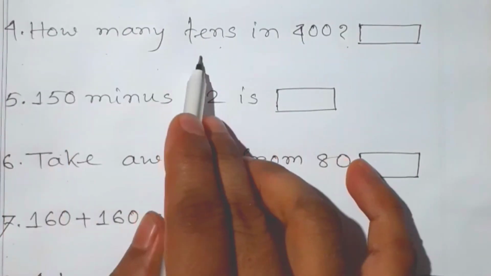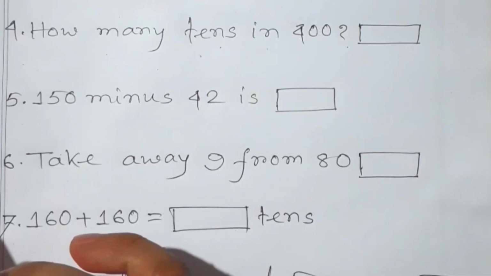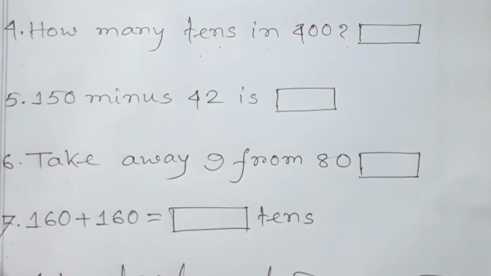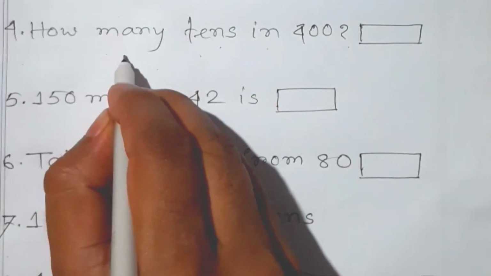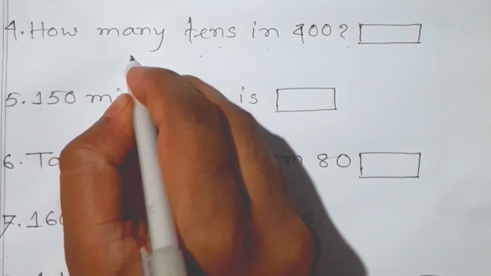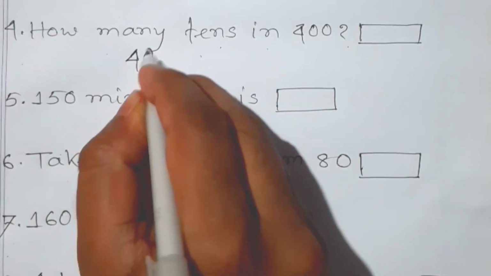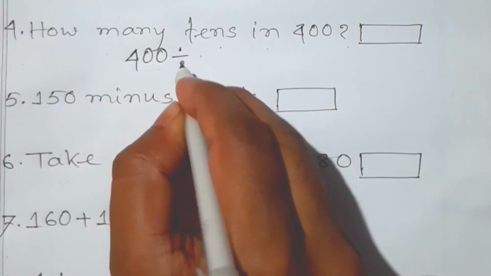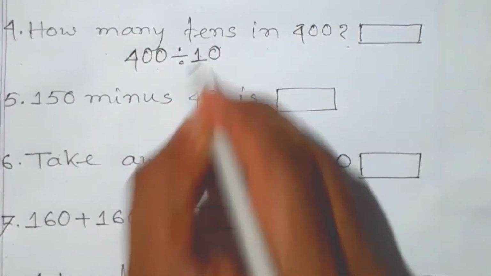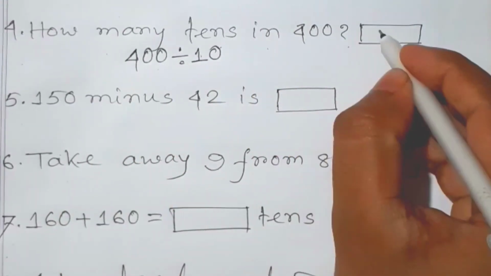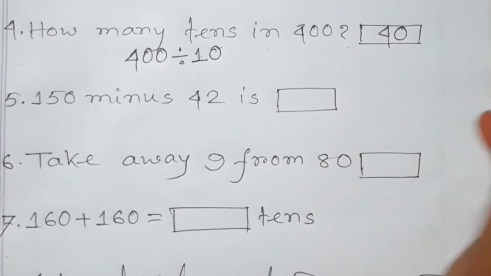How many tens in 400? So I have to calculate like this: 400 divided by 10. The answer is 40.